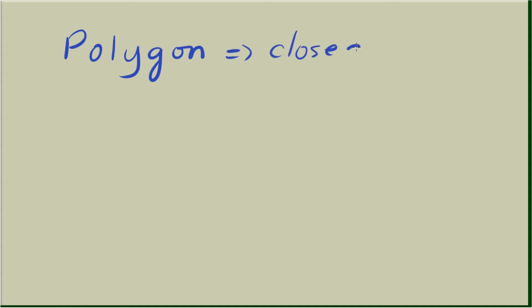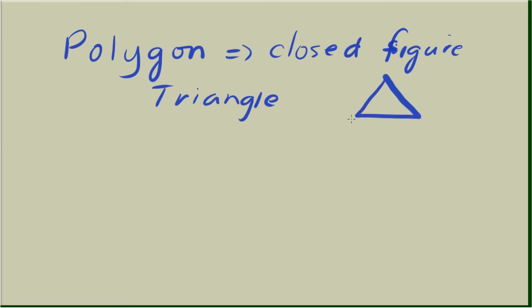Okay, so what is a polygon? A polygon is any closed figure with line segments as sides. Examples of polygons are a triangle, a closed figure with three sides. So it's a closed figure with line segments as the sides. You have these three line segments. Now they have to be closed and they have to intersect at their endpoints, okay?